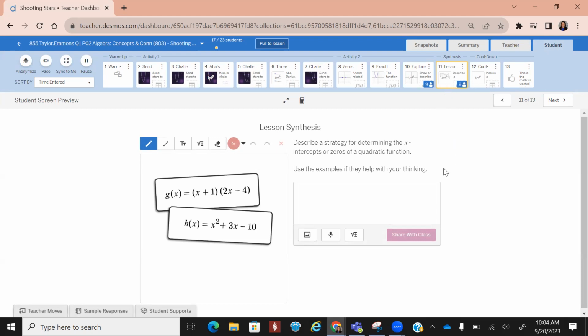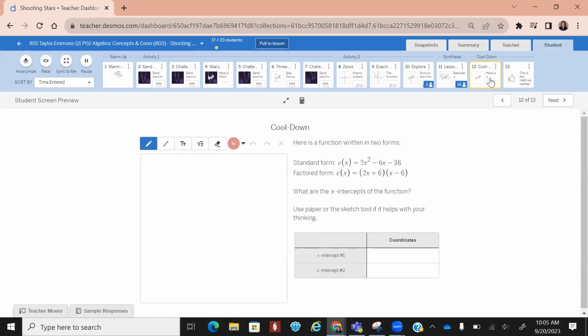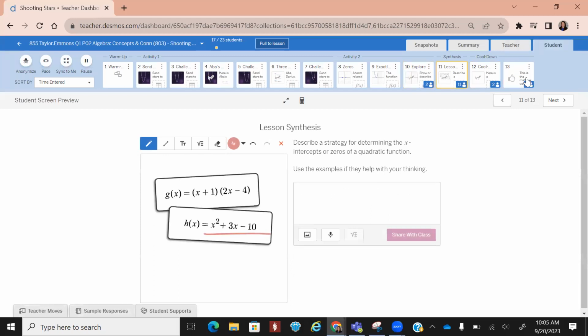Tell me, how do you find the x-intercepts using the first equation? How do you find the x-intercepts using the second equation? Like, as if you were telling your friend, this is how you solve it. Okay. Once you finish that, go ahead and do slide 12 and 13. 12 is telling me whether or not you understand this stuff. Okay. So I need you to get your life together and try 11, 12, and 13.